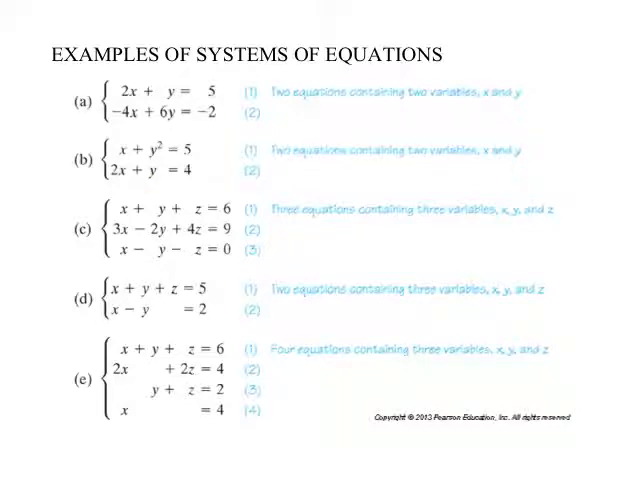You can have linear equations with 3 variables. You can have another system with 3 variables, but one of them only has 2. And then here we have 3 variables, but we're given 4 equations. So just note there's lots of different kinds of systems that we are going to be solving.